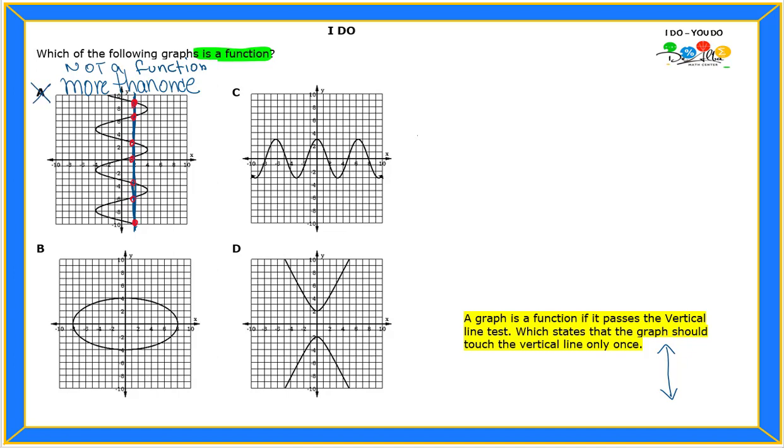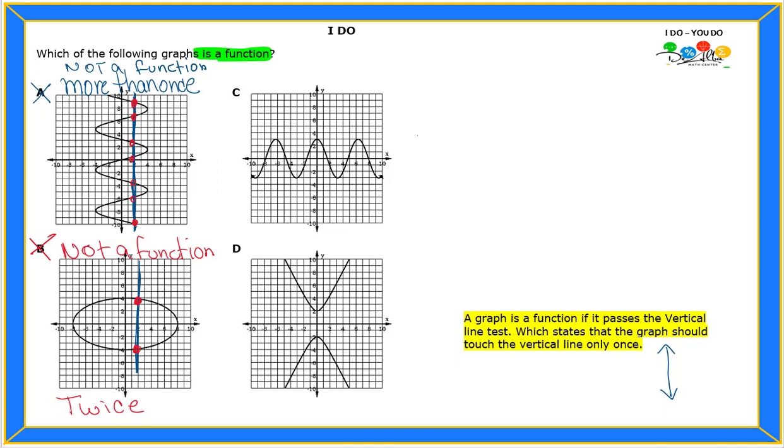Let's look at B. And we're going to do the same thing. I'm going to draw a vertical line right there. And let's check how many times my graph is touching that line. Well, it's touching it how many times? Twice. And if you tell me, Miss, I actually did the line on the left side, well, if you did it on the left side, you should still have it touching the vertical line twice. Is that right? So this one is touching it twice. Therefore, this is not a function. So it cannot be B.